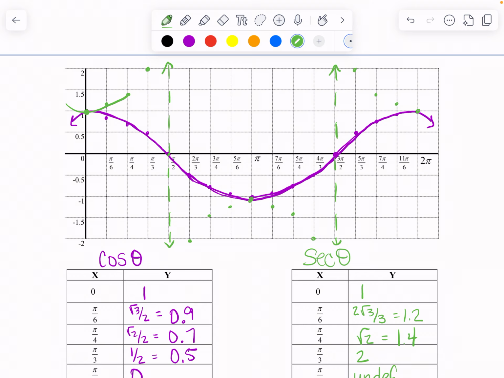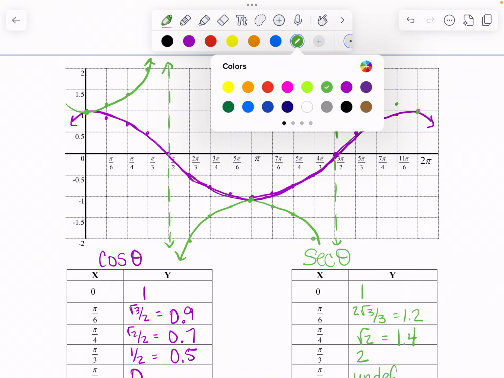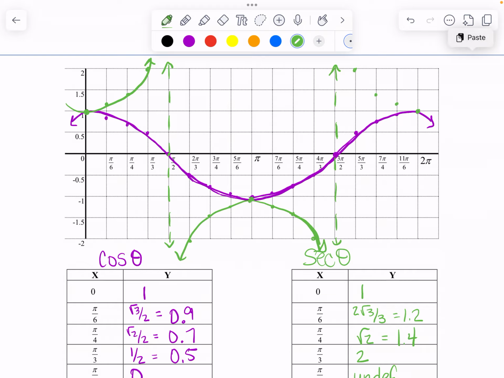So this one does this. Oops, the doodles. This one looks like a mouth to me. And again, they're flipping over. The high point of my purple graph, the cosine graph, is the low point of my green graph. And again, the low point down here at the bottom at negative 1 is the high point of my green graph, right there.